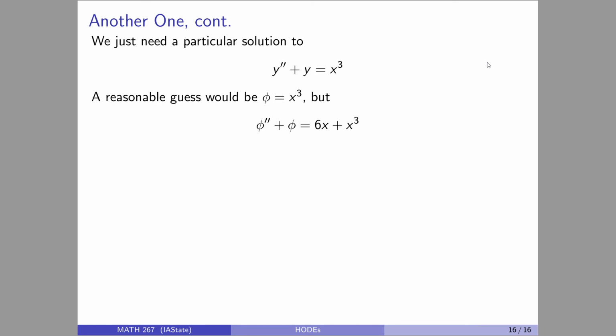But one thing you could do is just guess, right? I have a function whose second derivative added to itself is a polynomial. A pretty good guess would be a polynomial, and if you just want to try something, well, the right-hand side is x cubed. Does that work? Obviously it doesn't, but it does give me an idea. When I plug in x cubed, I almost get the right thing. I just got this pesky 6x right here.